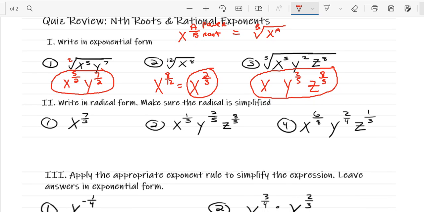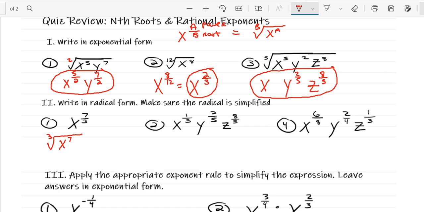Moving on to part 2. For part 2, I want you to write them in radical form. So it's just the reverse. Again, the power is what's on top, so it stays with x, and then the root goes outside. So it's the cube root of x to the 7th.